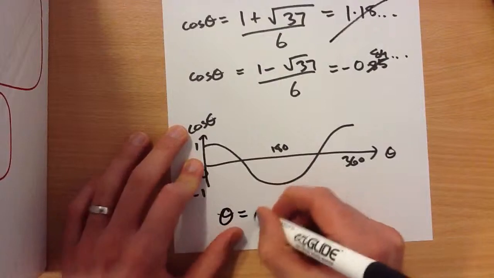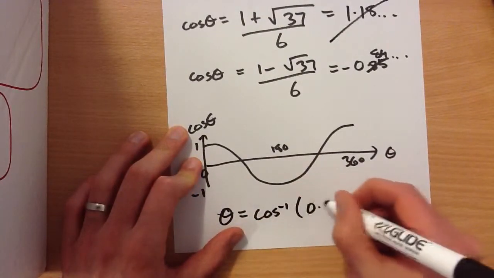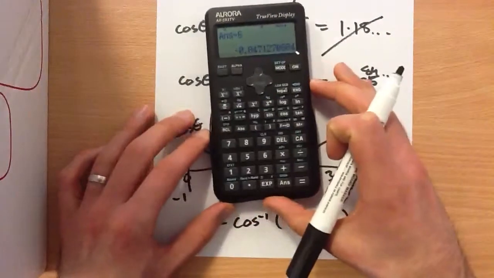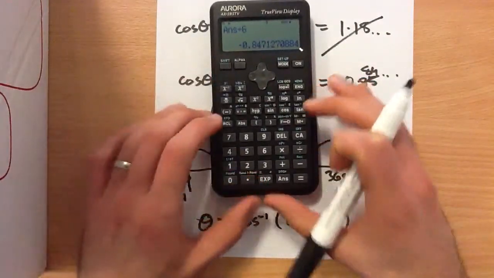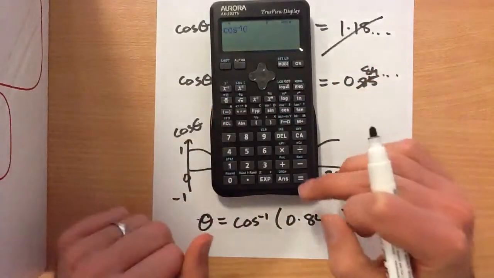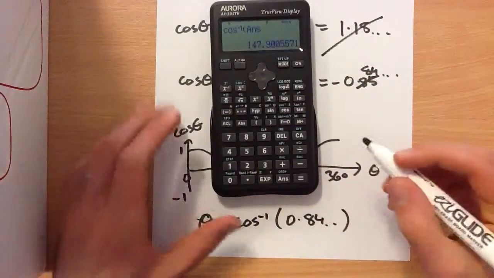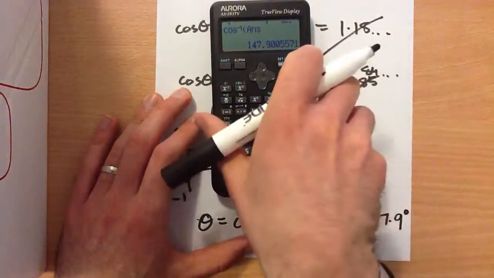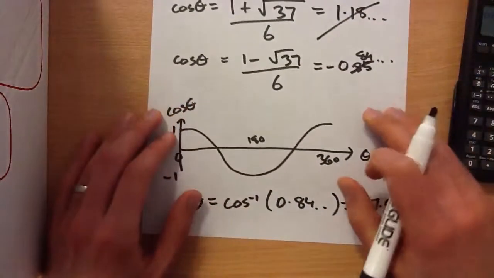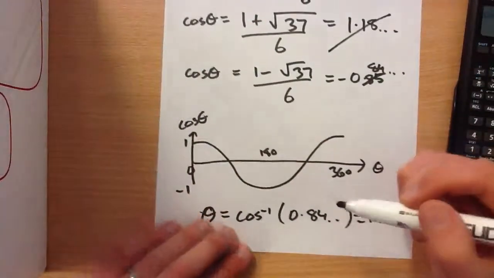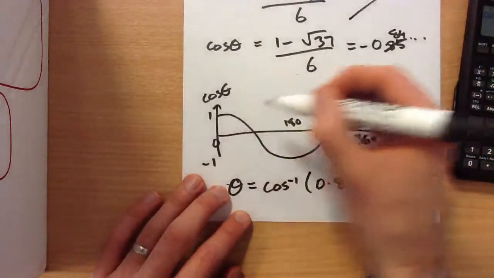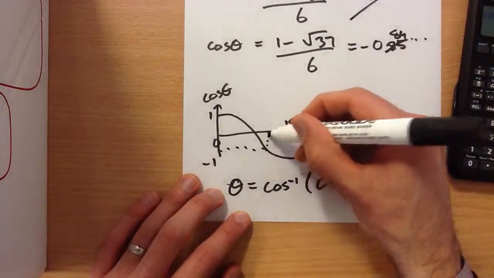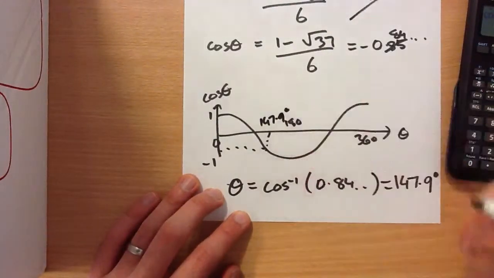So theta is equal to the inverse cos of minus 0.84 and so on. So notice I haven't taken that off the calculator, so I'm just going to press Shift cos, which will give my inverse, and then just press equals, and I get 147.9 degrees. So that's one solution between 0 and 360. So at minus 0.84, about there, gives me an answer of 147.9 degrees.